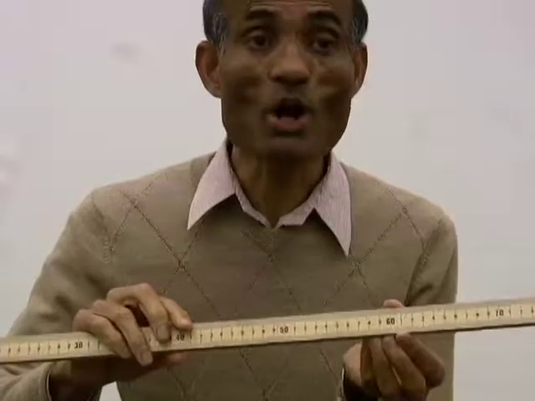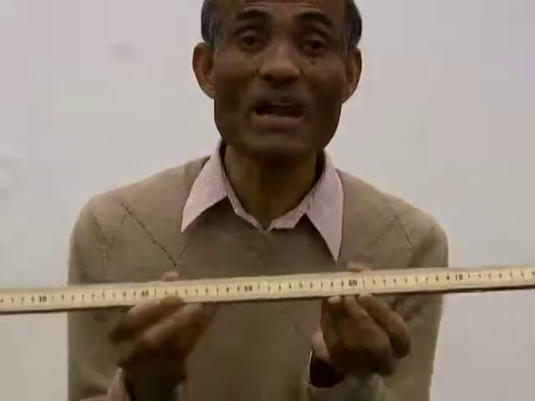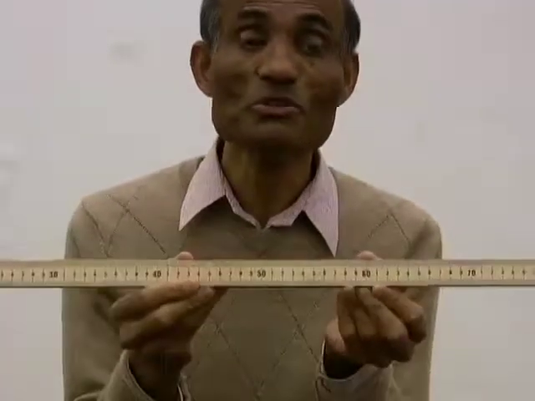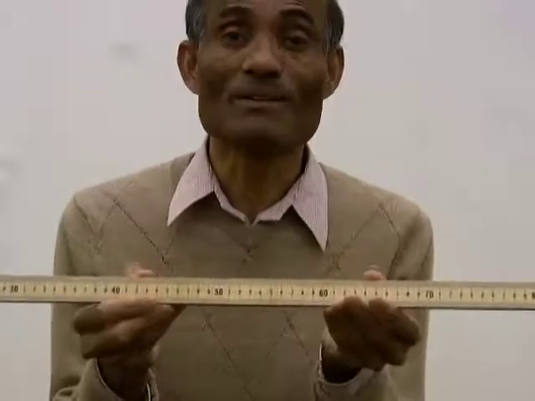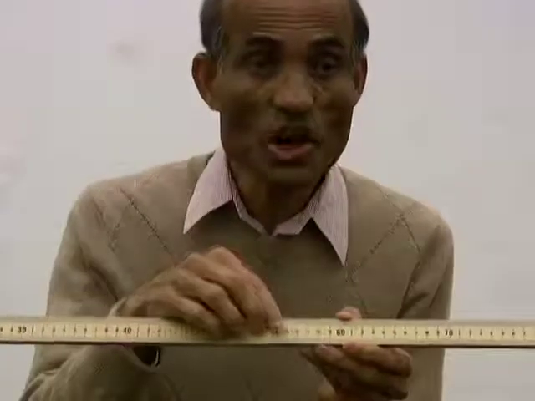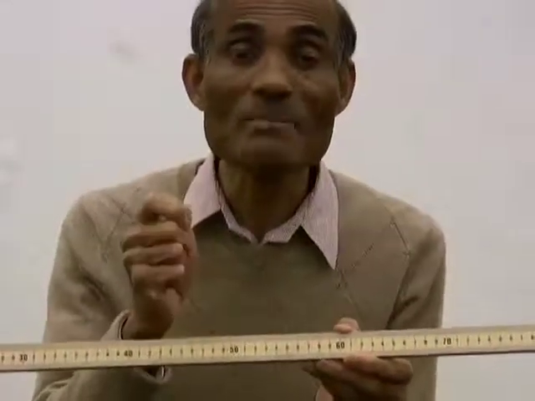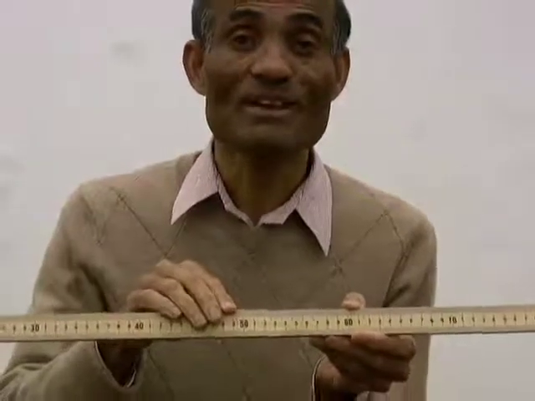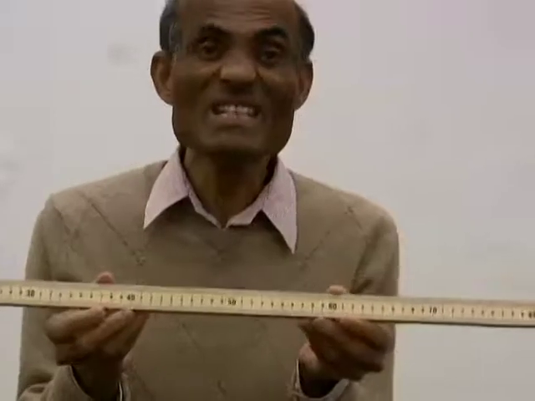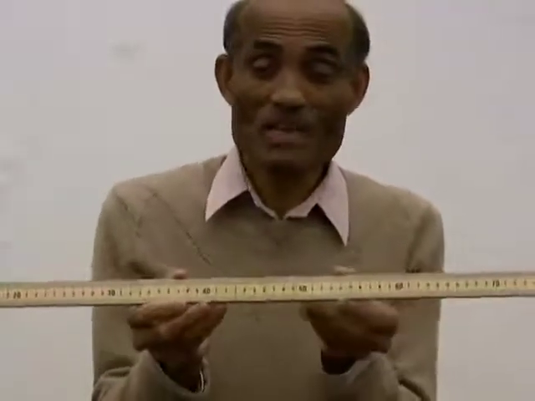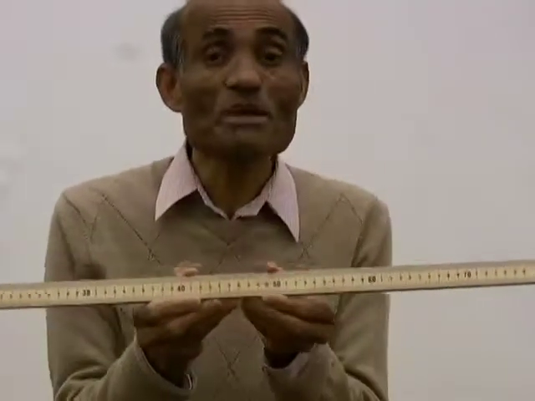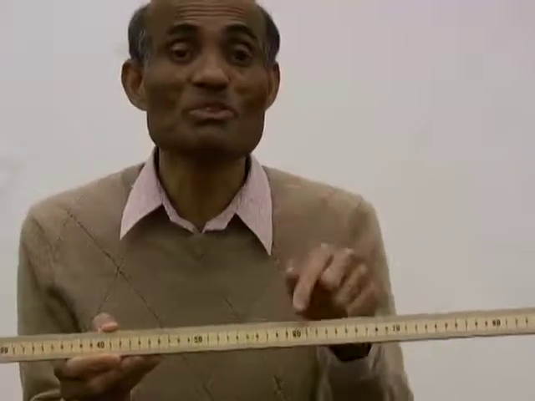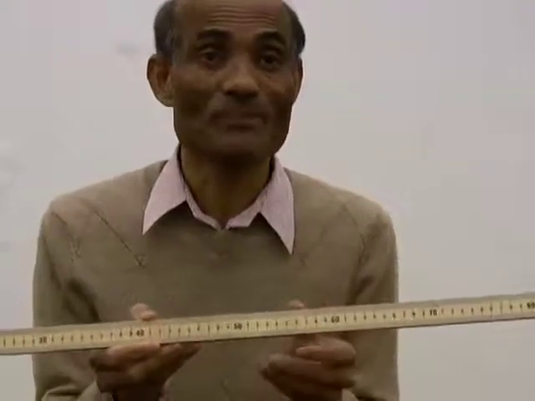Now, what is the smallest distance that can be accurately measured using a meter ruler? The smallest division on a meter ruler is a millimeter, and that is the accuracy of this instrument, and that is called the least count. So what is the least count of the meter ruler? It is 1 millimeter, the smallest division marked on it.